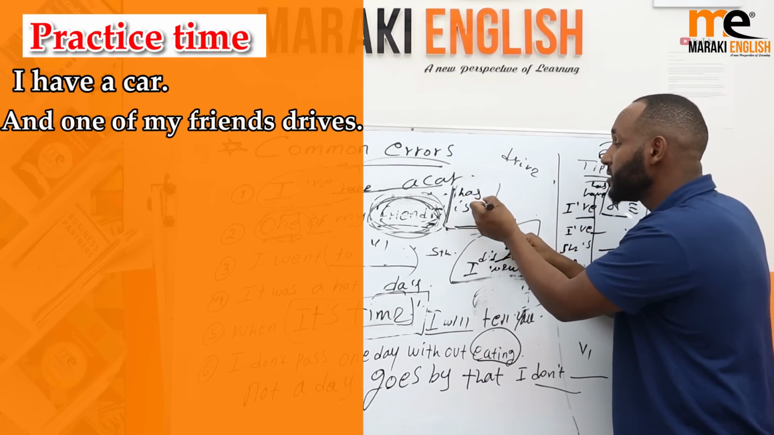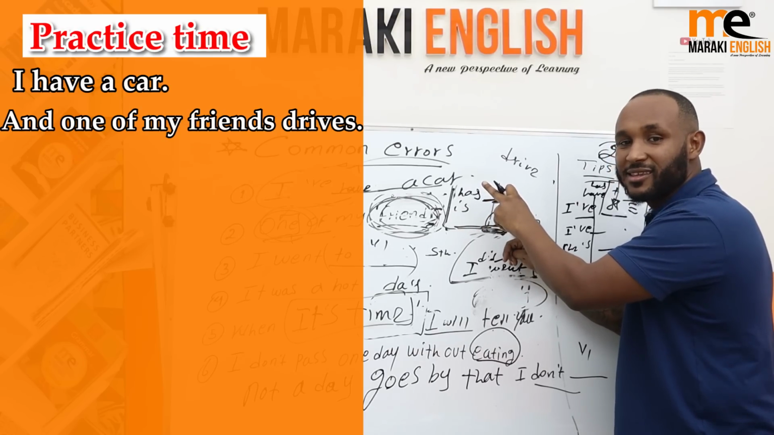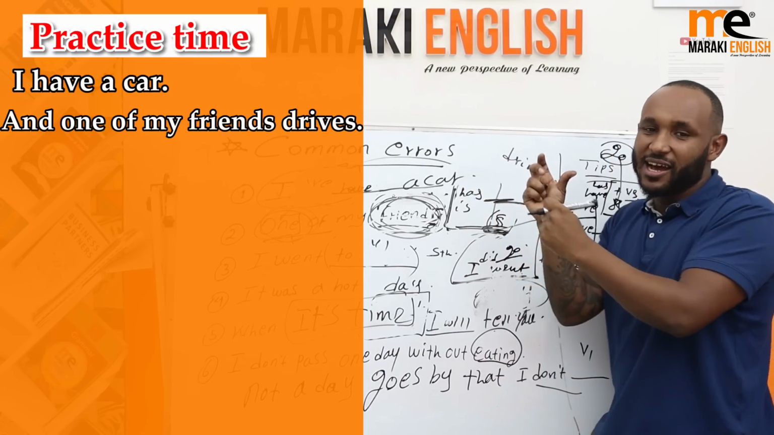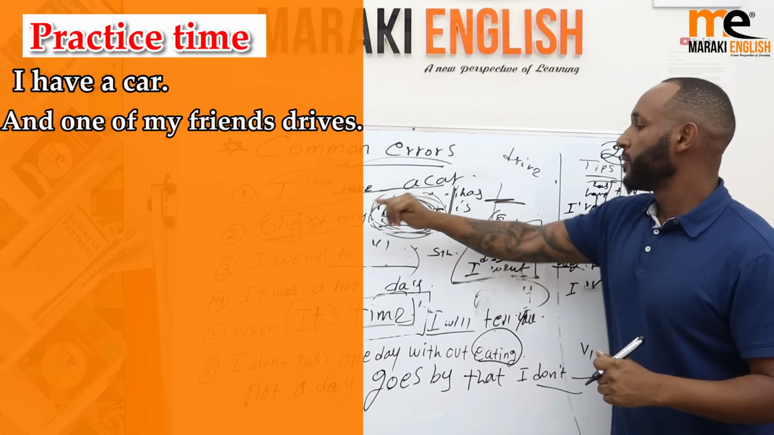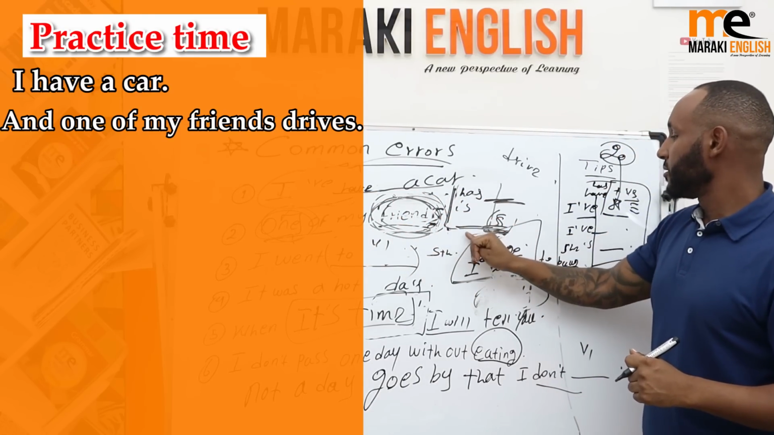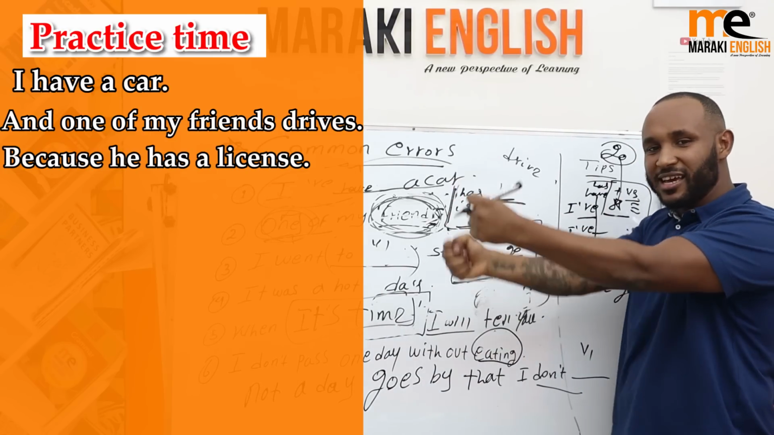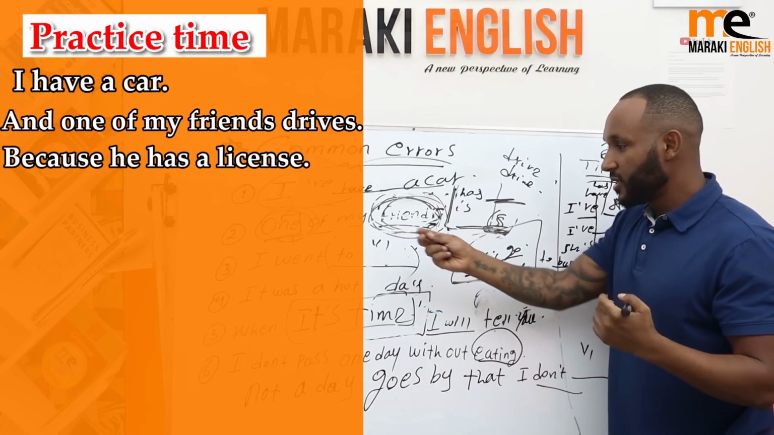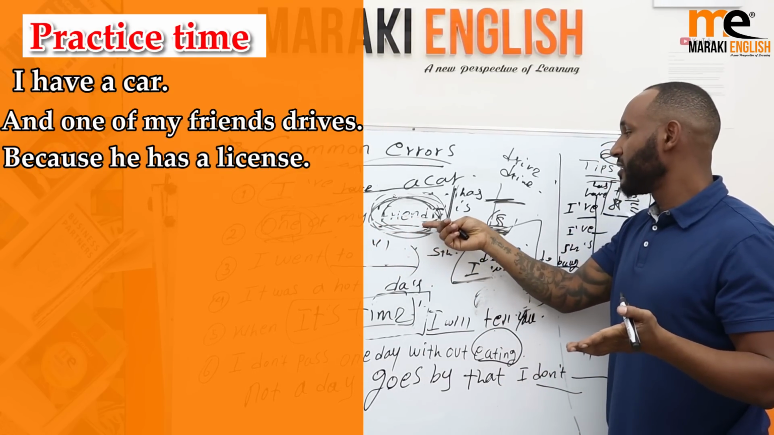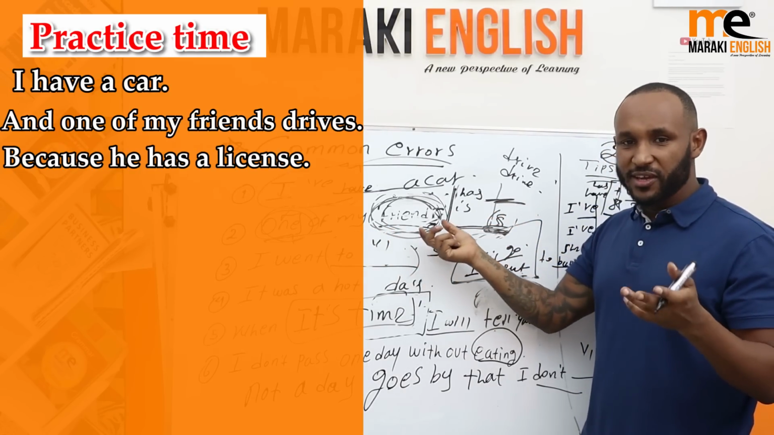So, because he has a car. Oh, he has a car or he has a license maybe. I was thinking a license. Okay. I have a car and one of my friends drives. Very good. Because he has a license. Very good. By the way, he is a driver. Okay. By the way, one of my friends is a driver. Yeah, he is a good driver, right? Yeah. By the way, he's a good driver, yeah.